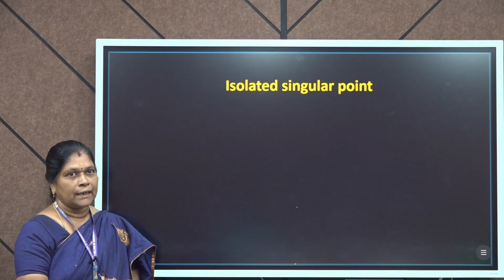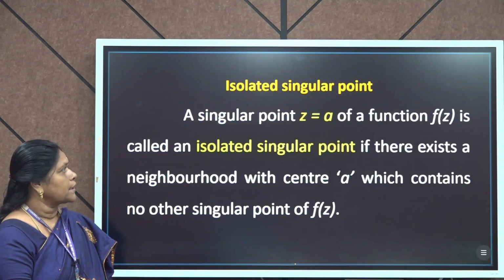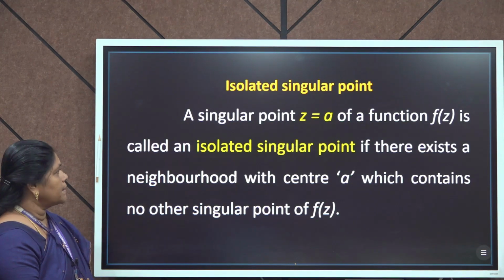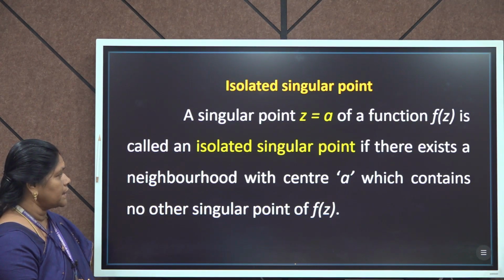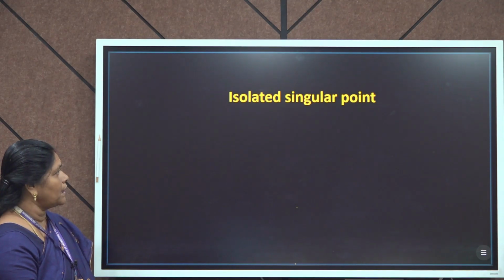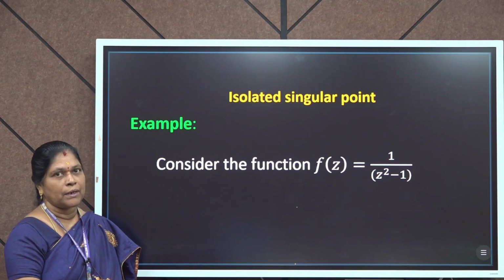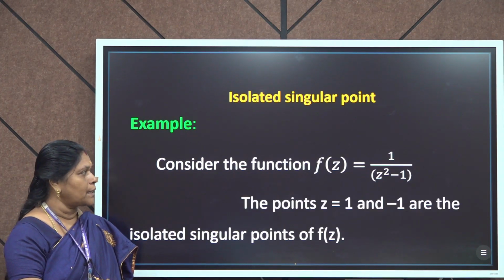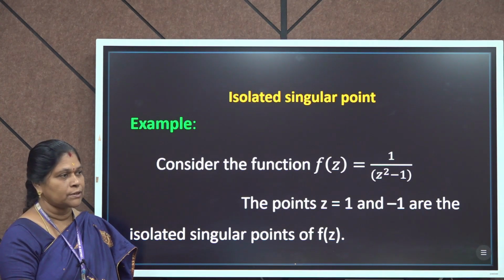Now let us see another singularity, the isolated singular point. An isolated singular point means a singular point for which there exists a neighborhood with that point as center which does not contain any other singular point of f of z. For example, consider the function f of z is equal to 1 by z square minus 1. In this function, the singular points are z is equal to 1 and z is equal to minus 1.